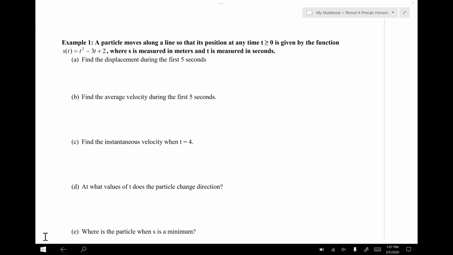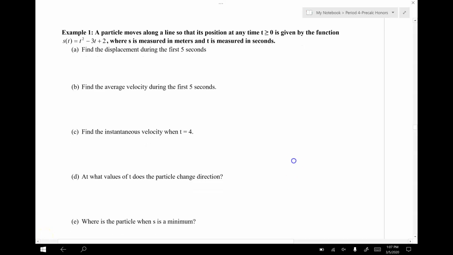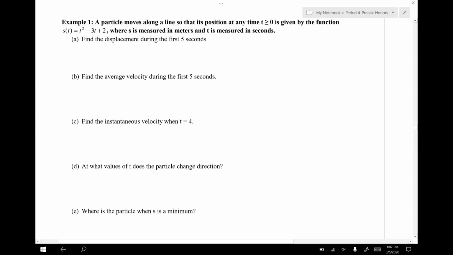Hey guys, here's example 1 from 3.4. A particle moves along a line so that its position at any time t, when t is at least 0, is given by the function s of t equals t squared minus 3t plus 2, where s is measured in meters and t is measured in seconds. Part A. Find the displacement during the first 5 seconds.